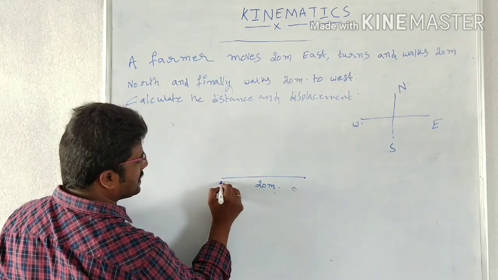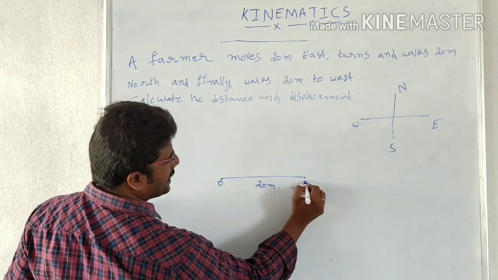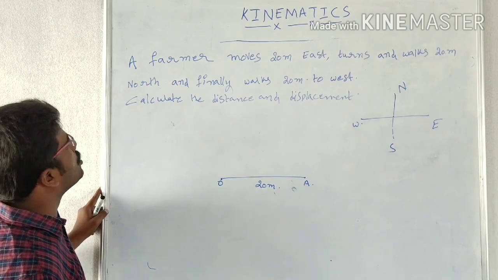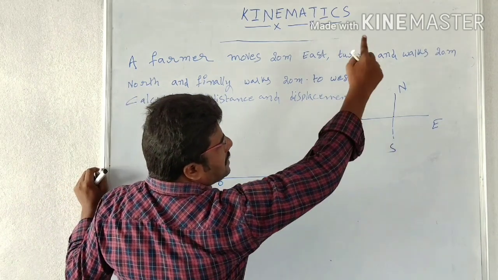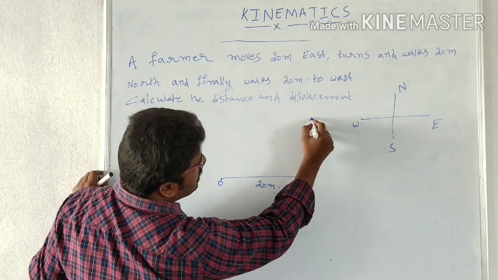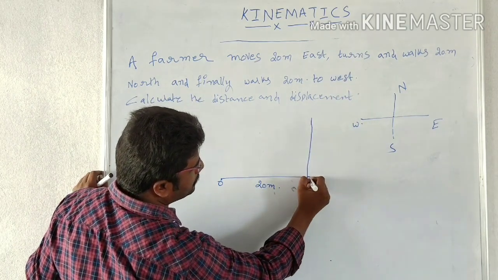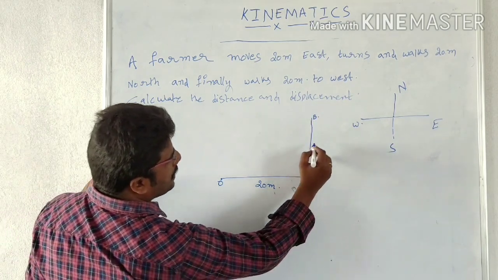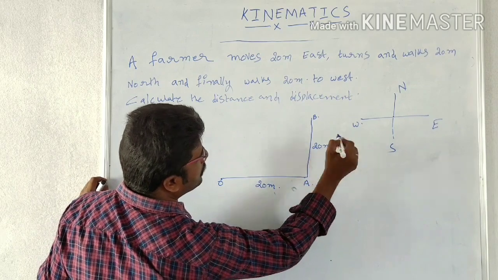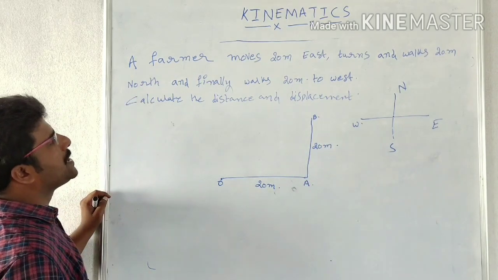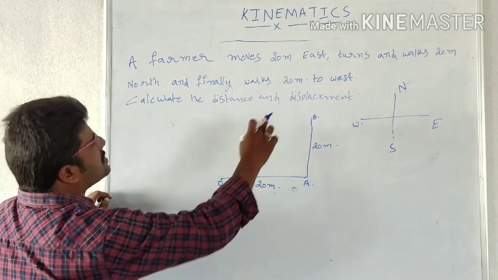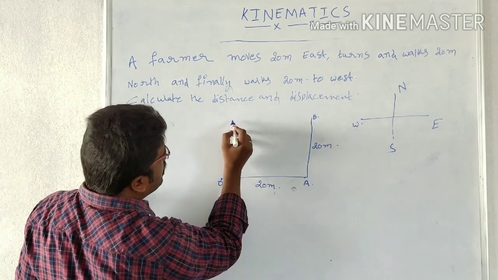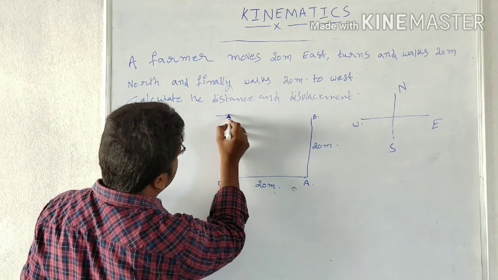Let us consider the starting point is O and this is A. Now he turns and walks 20 meters north. North is upside. So he walks 20 meters once again. Let it be B, AB, so 20 meters. Now once again he turns and moves 20 meters towards west. West is this direction. So he moves once again 20 meters like this.